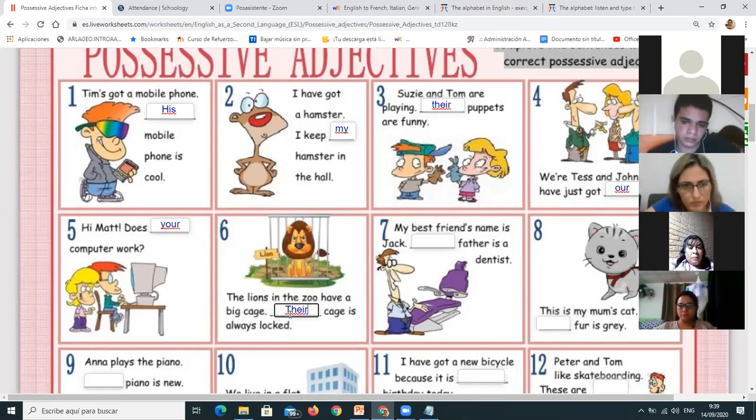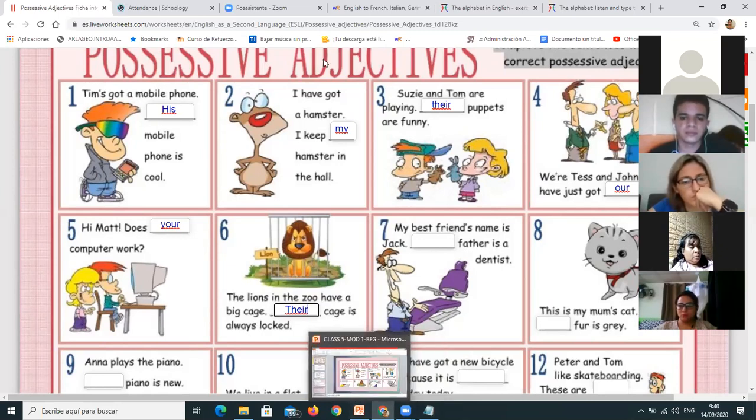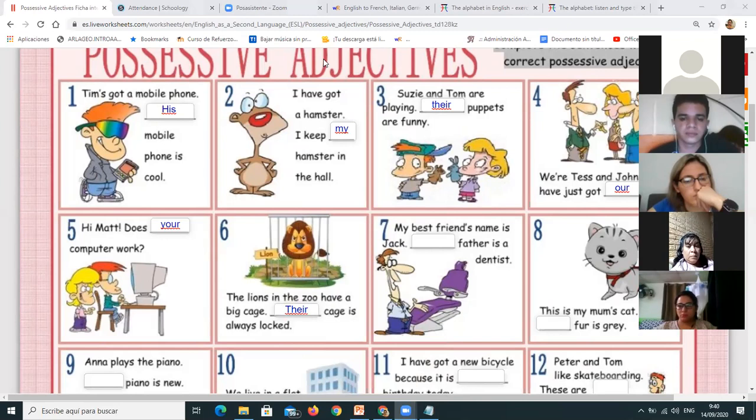But now, if I talk about one animal, just one, I substitute the name or the noun in this case with the word it. But if I talk about two, three, or four or more animals, I'm going to use they to substitute the noun. Let me show you something.